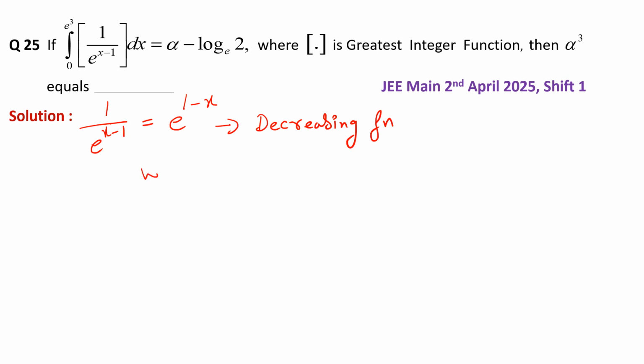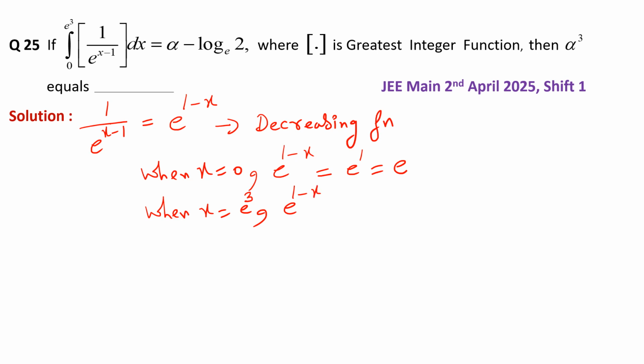Now students, when x is equal to 0, that is at the lower limit of this integral, the value of e to the power 1 minus x comes as e to the power 1 or just equal to e. And when x is equal to e cube, that is at the upper limit of the integral, the value of e to the power 1 minus x comes as e to the power minus 2 or 1 upon e square.